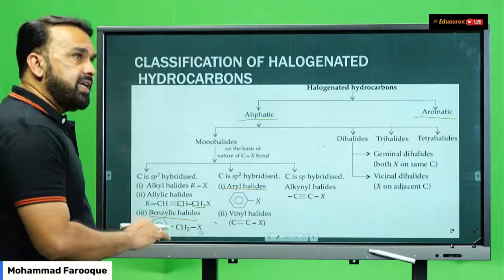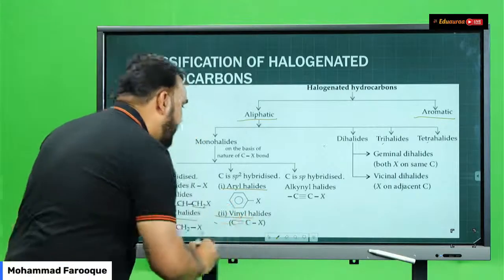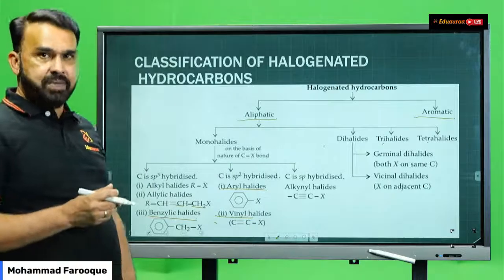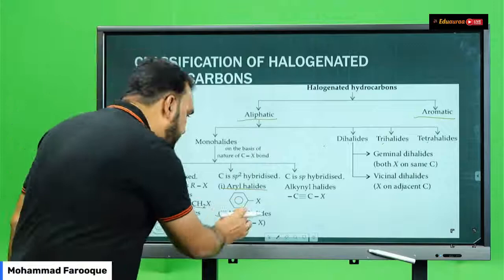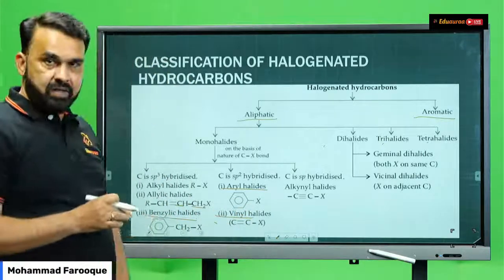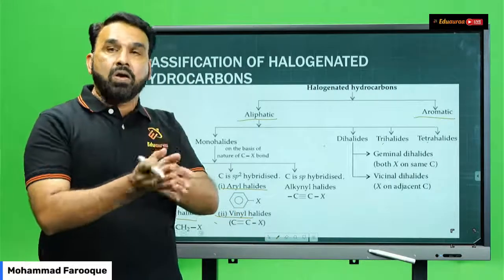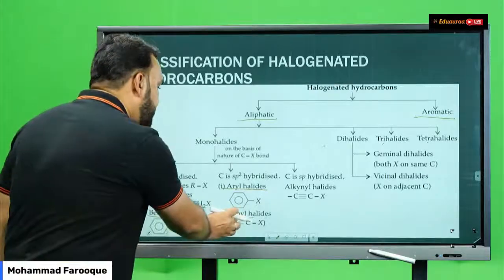Then you have vinylic halides, or vinyl halides. In vinyl halides, the halogen is attached to the CH carbon, or to a carbon which is bonded to a double bond. So the carbon carrying the double bond also carries the halogen atom, which makes it a vinyl halide.